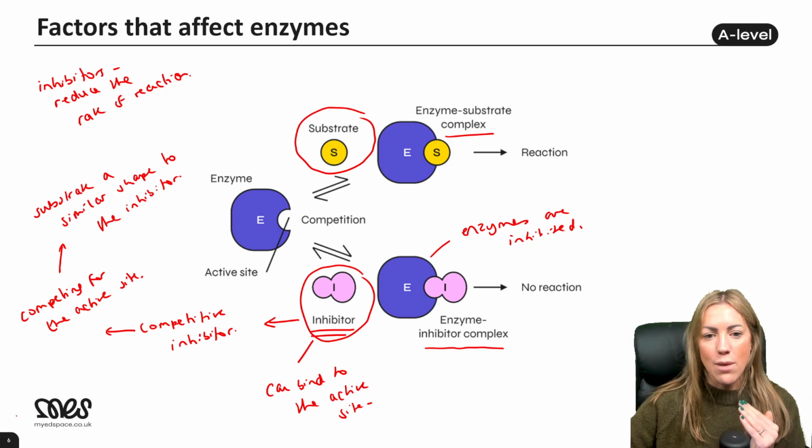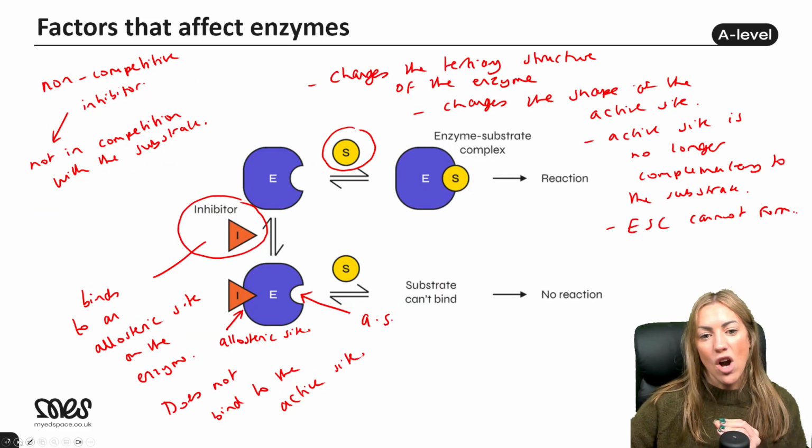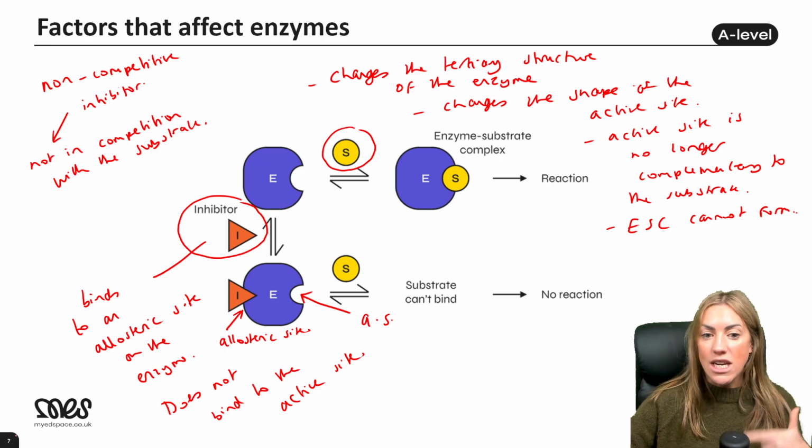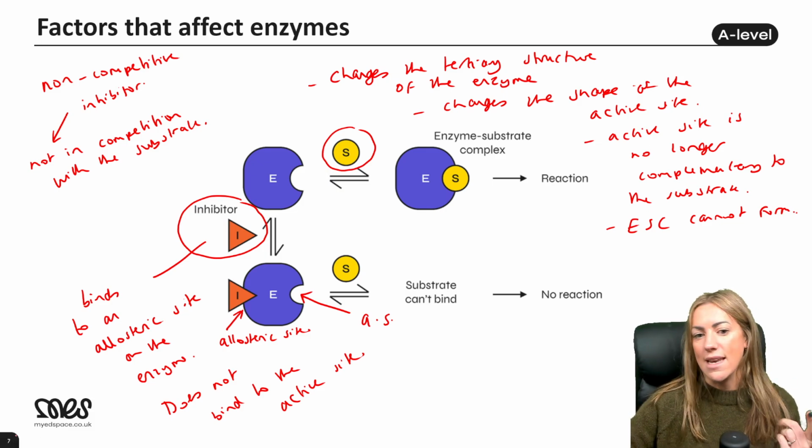Okay, so here we've got an inhibitor that's complementary to the active site, binding to the active site and blocking the substrate from binding. Whereas here we've got an inhibitor that is binding to an allosteric site, but it's leading to a change in the tertiary structure of the active site, and that's why the substrate can no longer bind. Both of them are going to reduce the rate of reaction.